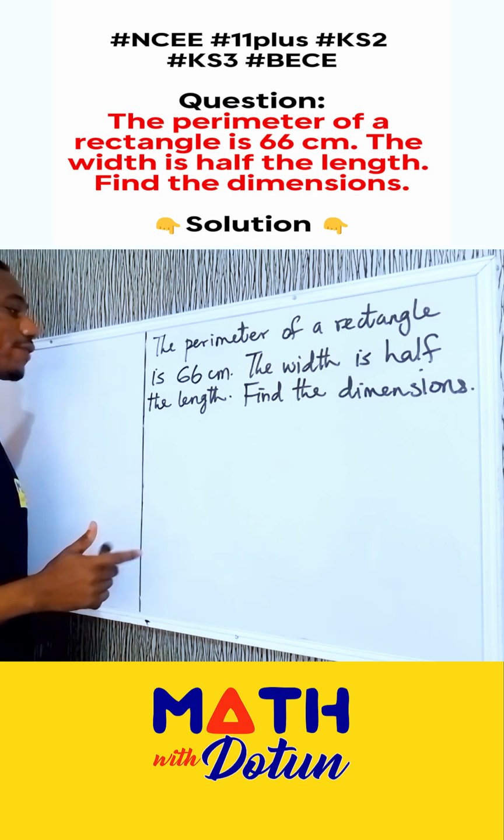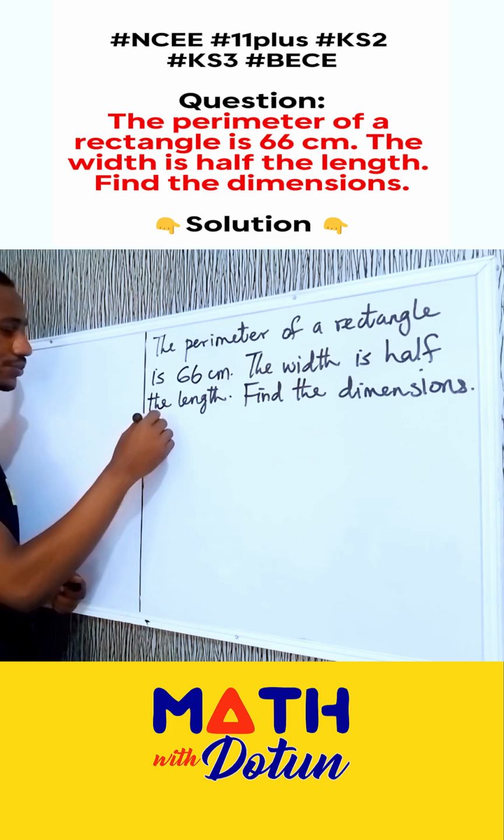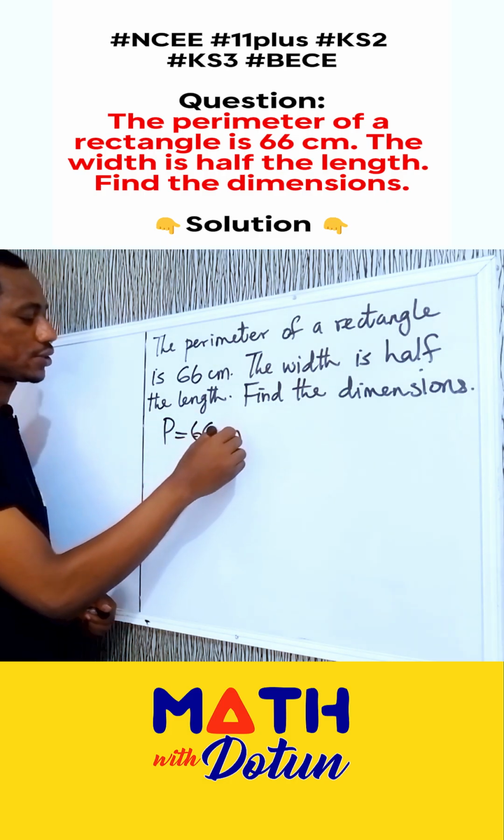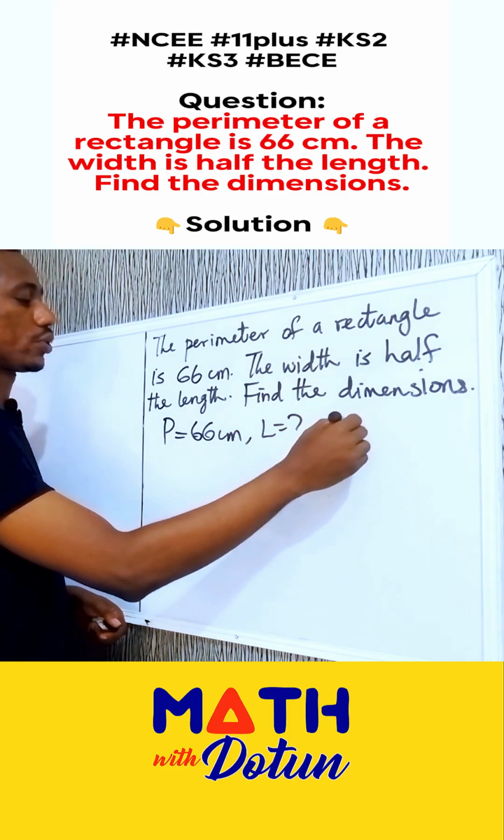The perimeter of a rectangle is 66 centimeters. The width is half the length. Find the dimensions. Here we're only given the perimeter. We know that the perimeter is 66 centimeters. We do not know the length, neither do we know the width.